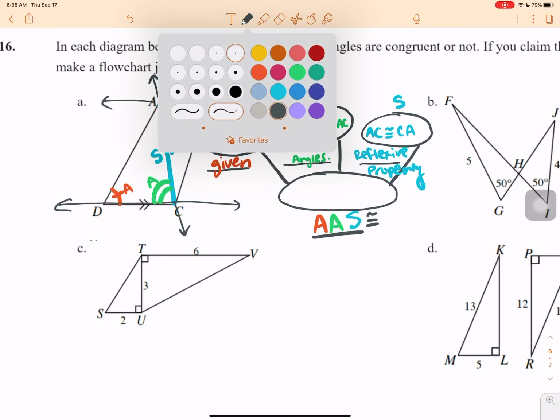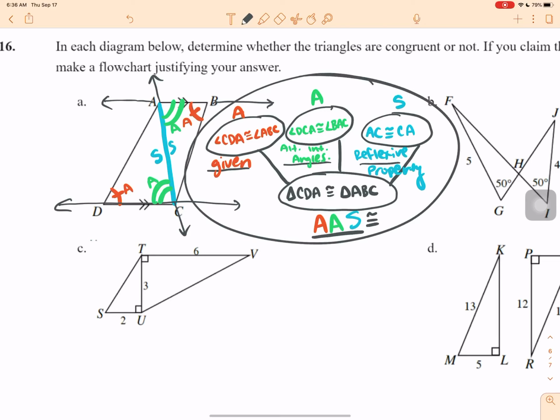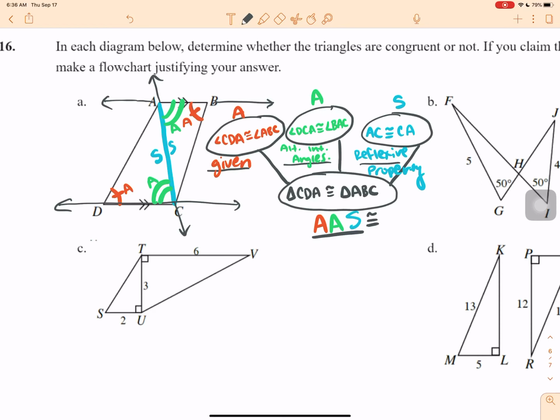So now we know that triangle ABC, or here, I've been using the left one first. Triangle CDA is congruent to triangle ABC. And you're done. That's the flow chart. So you were done proving that those two triangles are congruent. So again, pause the video. I'm moving on to the next one.